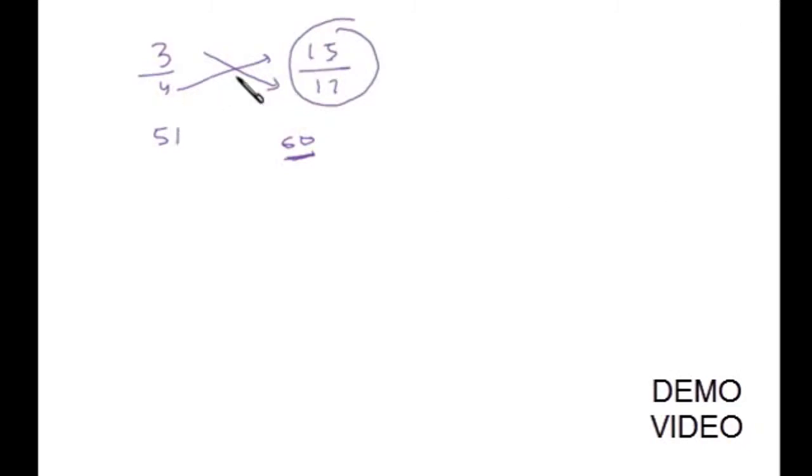So this is the cross multiplication method. Apart from that, we had discussed one more technique. Suppose I have three fractions, say 41 by 51, 31 by 41, and maybe 17 by 22, right? Suppose we have these three fractions.